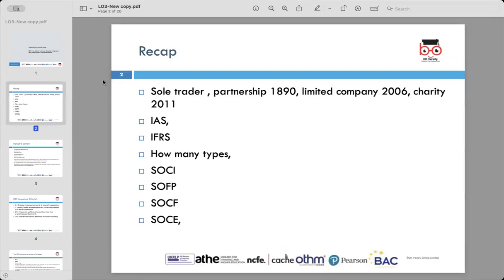A recap: in our previous lecture, we discussed sole trader, partnership 1890, limited company 2006, charity 2011, IAS International Accounting Standards, and IFRS, International Financial Reporting Standards. We also discussed SOCI, Statement of Comprehensive Income, SOFP, Statement of Financial Position, SOCF, Statement of Cash Flow, and SOCE, Statement of Changes in Equity.